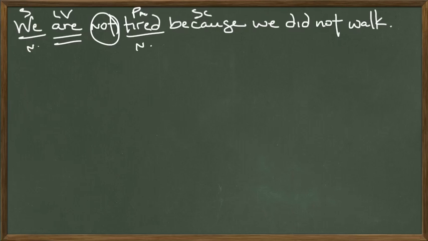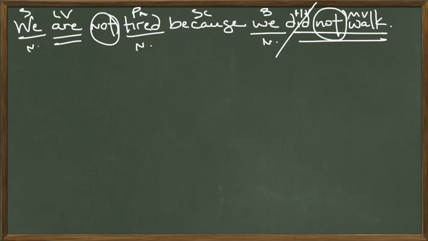We are not tired because we, subject of the clause, nominative case, we what? Did not walk. That is a verb phrase. Walk is the main verb. Not is an adverb, sorry. And did is a helping verb. And of course we're going to get rid of did when we translate this into Latin. We'll probably get rid of we when we translate this into Latin. But we're not there yet. So let's go down and diagram this.